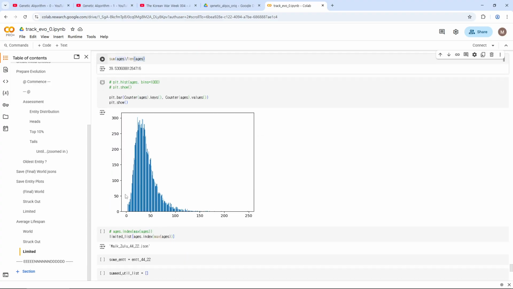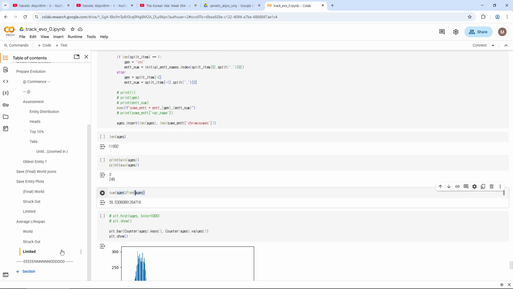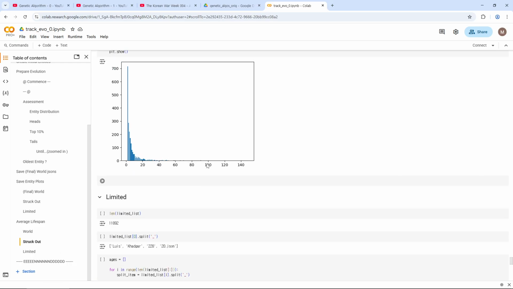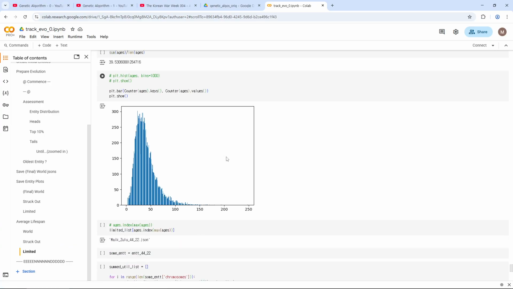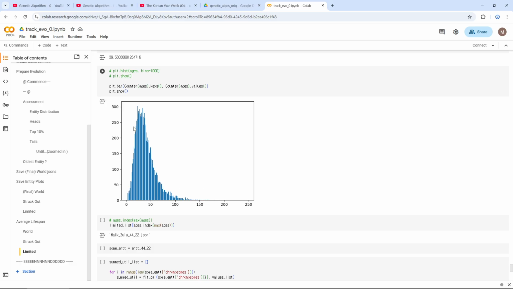And when we look at the distribution, this is also still skewed to the right. However, it does look quite a lot more normal than these two pictures. But still kind of skewed to the right.